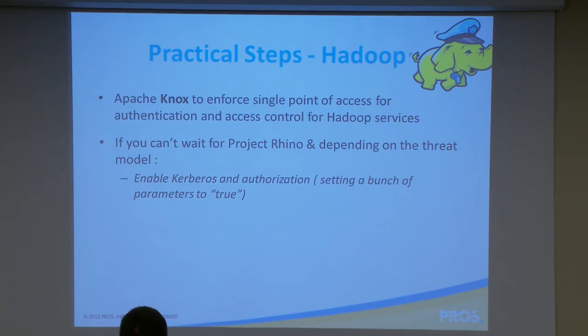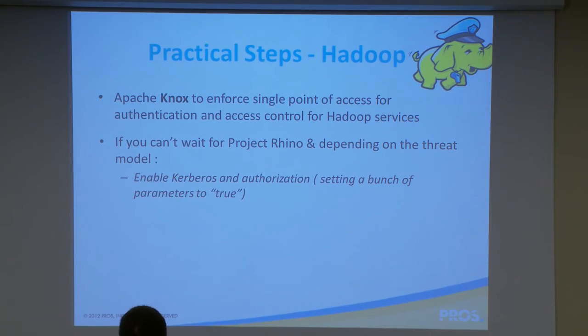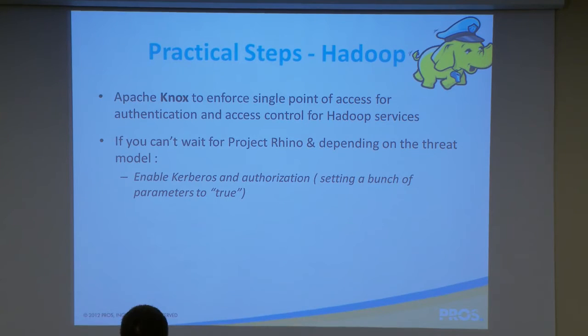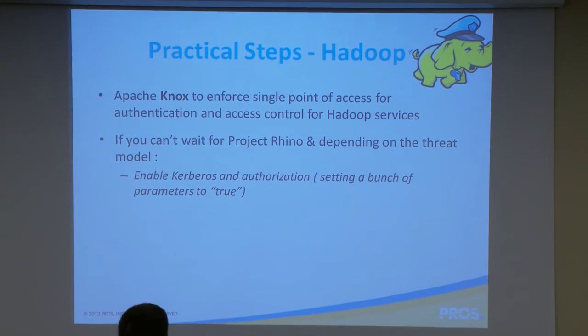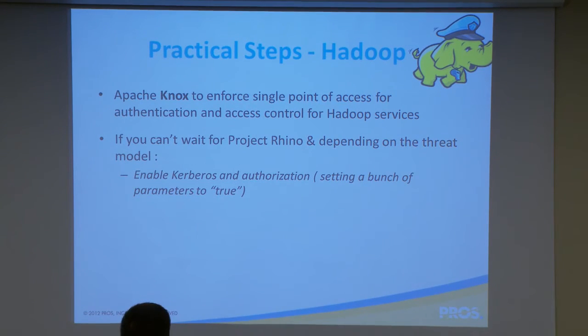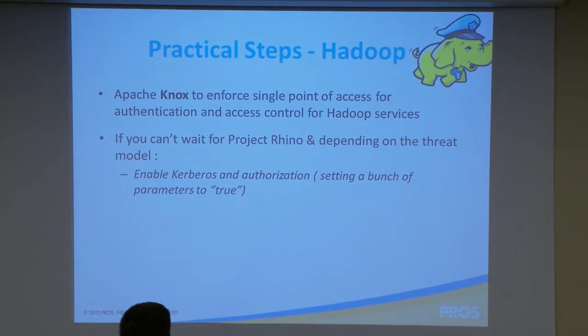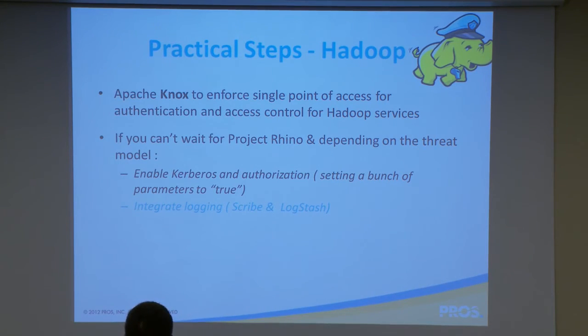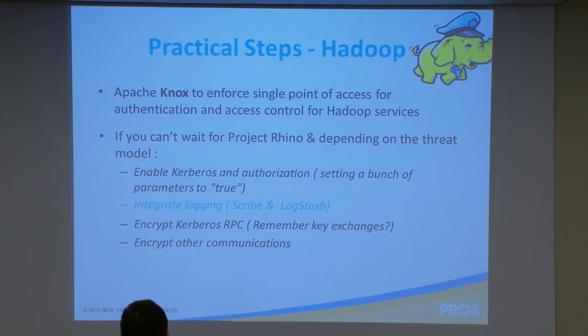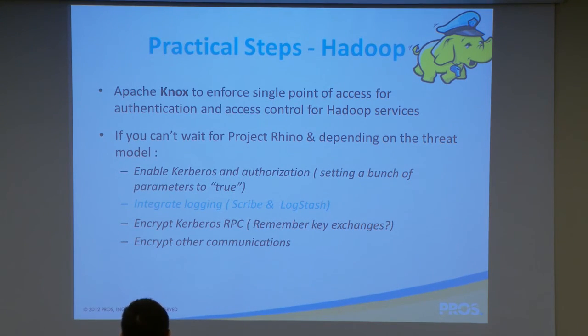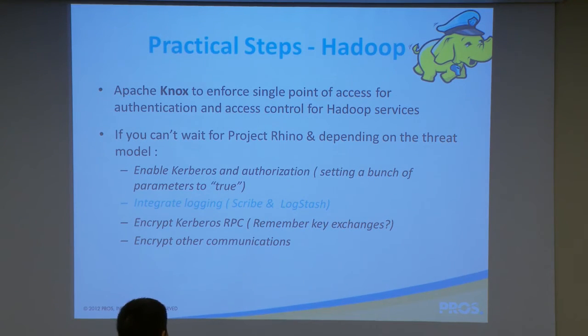And if you can't wait for the project Rhino to complete, and depending on the threat model, you'll have to enable Kerberos, right, and authorization. So it just boils down to setting a bunch of parameters to true. Not terribly hard, but then I think you still need a Kerberos admin for some of the initial DNS server settings. Integrate logging. There are a few examples there. Encrypt the Kerberos RPC. Remember the key exchanges part, so this must be encrypted if you are using Kerberos. Encrypt the other communications as needed, but in general the RPC communication, the key exchange mechanisms must be encrypted.